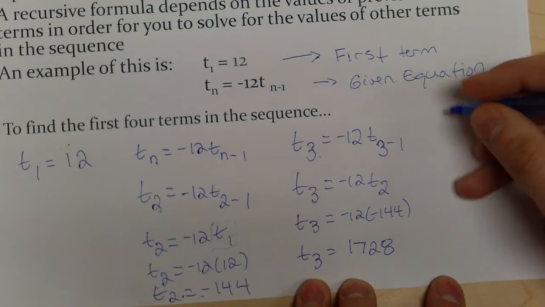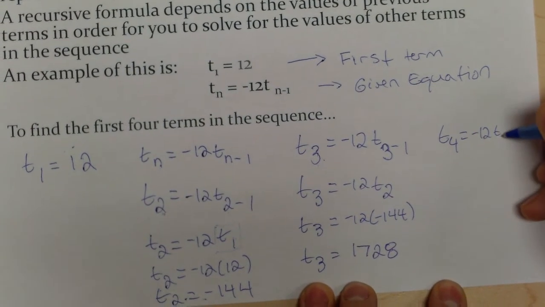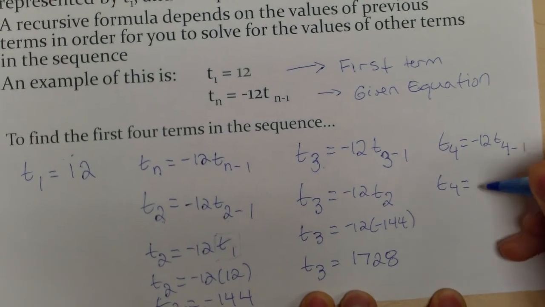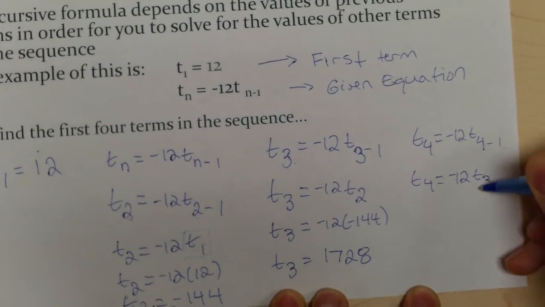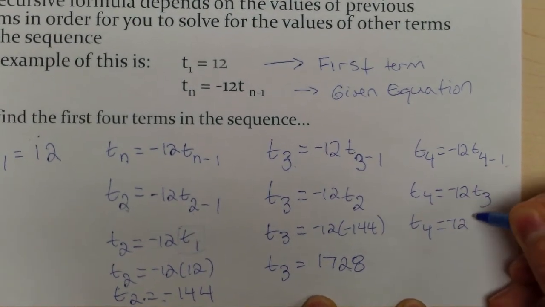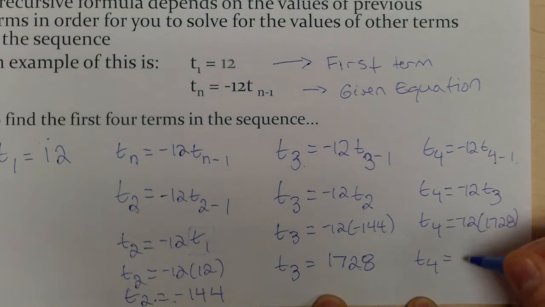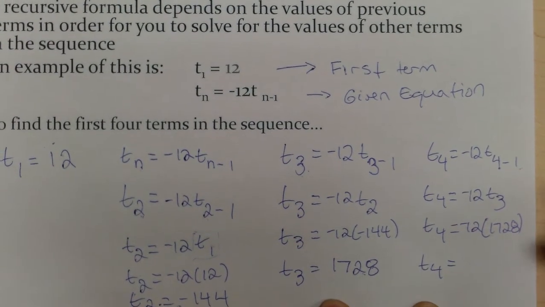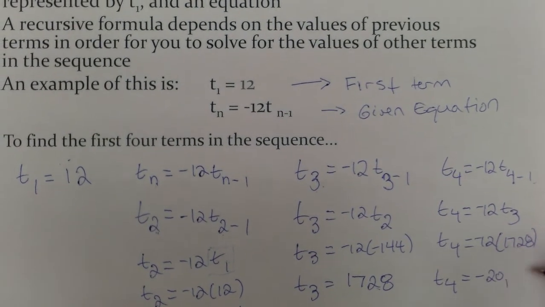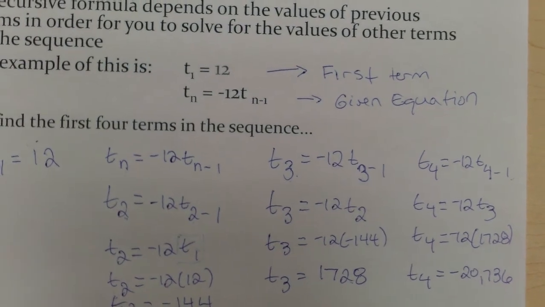1728. And lastly, to solve for t4, we're going to use, of course, the third term, because 4 minus 1 giving me t3. And what is t3? 1728. Multiply it out, and we have a final answer of negative 20,736. And that's recursive formulas. Have fun.